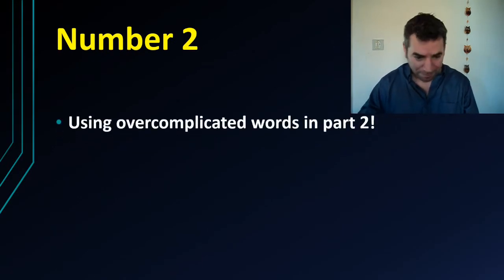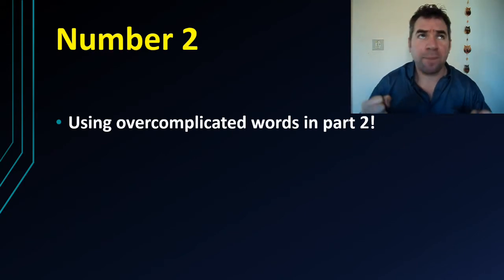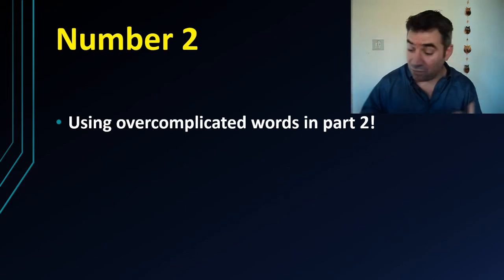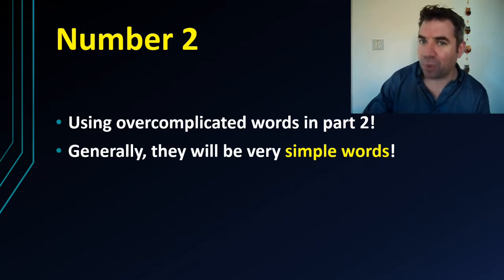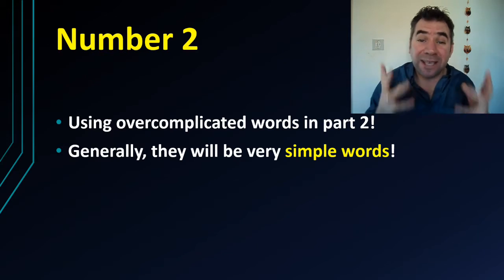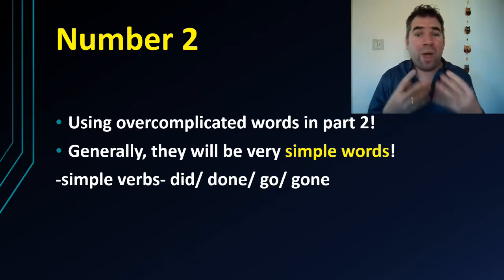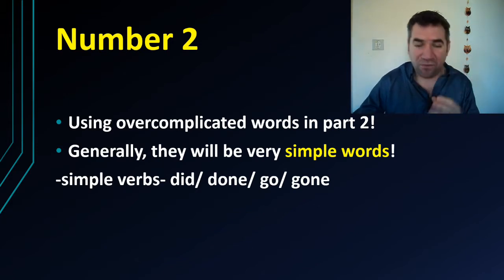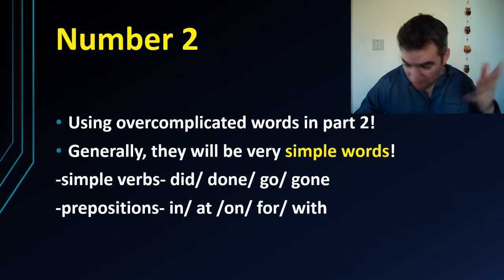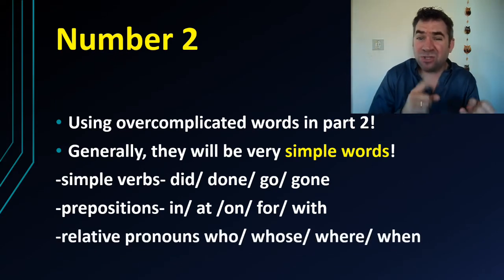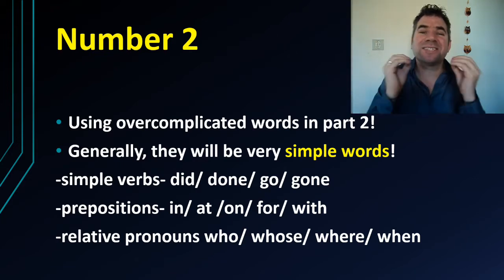Number 2. In part 2 of the Use of English, you'd think they'll use some amazing vocabulary, some extraordinary words. But remember, guys, usually, and I'm saying usually, probably not all the time, there may be exceptions that break the rule here, but generally they'll be very simple words. And I'm talking like verbs: did, done, does, went, go, gone, high frequency simple verbs like that, or prepositions: in, at, on, for, with, relative pronouns: who, what, how, where, which, all these kinds of things, and there's more, but you see they're simple words.